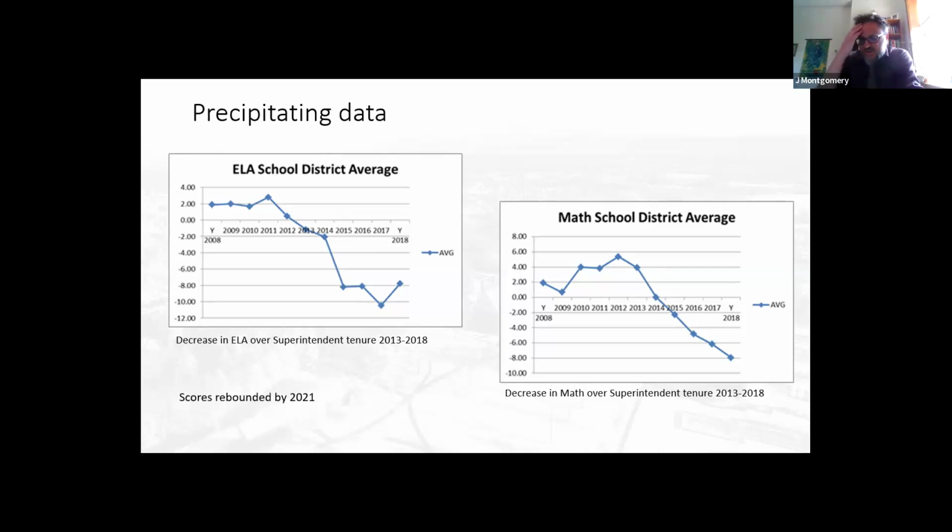And so just to put this into further context, by 2021, so several years after this superintendent had resigned, we can see these test scores rebound back to their historical averages, both in math and ELA, which is pretty striking to us.